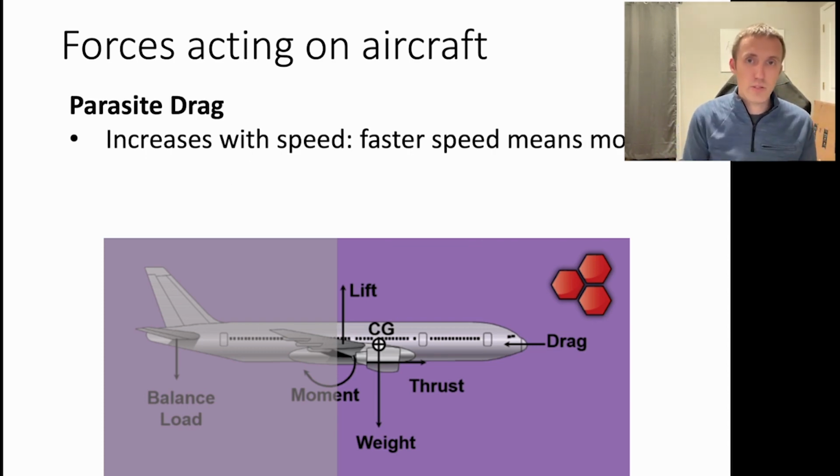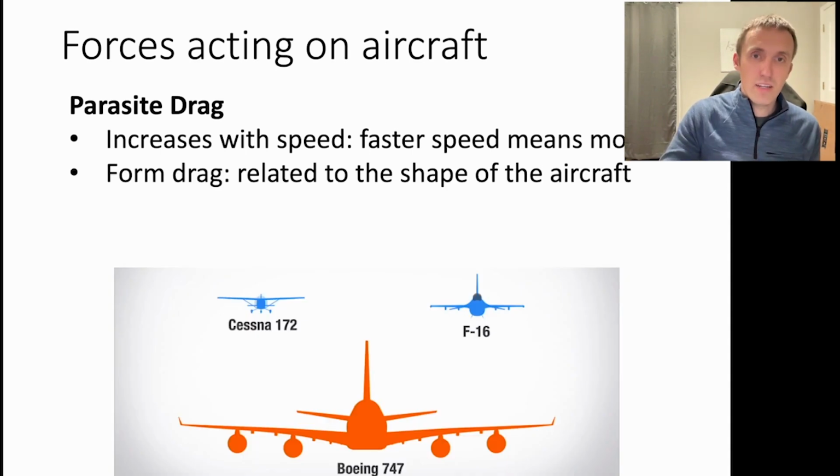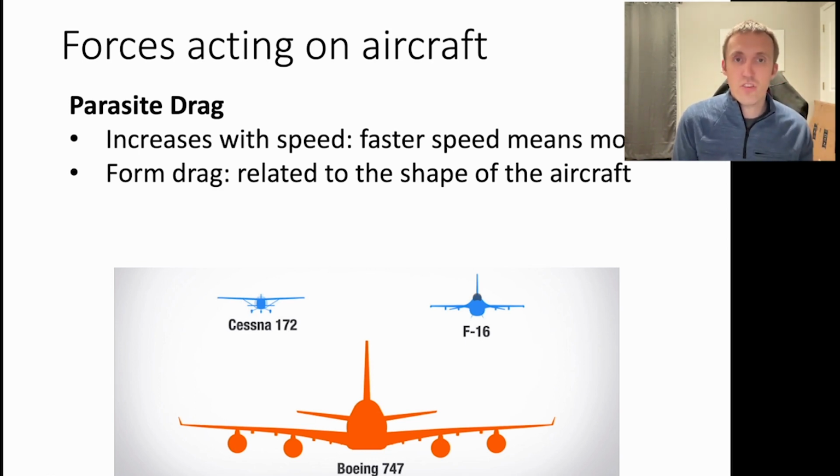Parasite drag increases with speed. Faster speed means more drag. And there are several different types of parasite drag. They all contribute to parasite drag, but they're coming from different sources. One is related to the shape of the aircraft, and this is form drag. You can see these different profiles of these different airplanes. As these airplanes are moving through the air, obviously they're going to produce more or less drag.